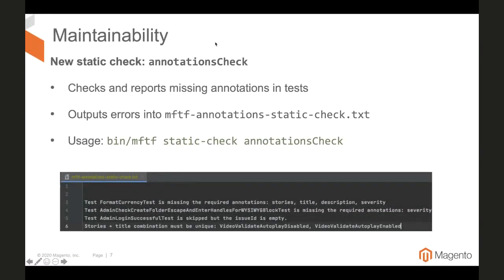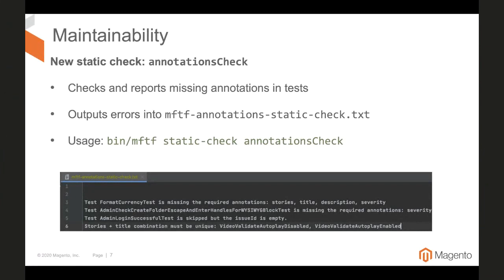Okay, so this is a new static check, like all the other static checks we've been adding recently. It doesn't check anything new. You already see these warnings about missing annotations or combinations of annotations that are not unique. You already see these when you generate tests. They show up as deprecation warnings. I'm sure you're all familiar with that big wall of errors that you see.